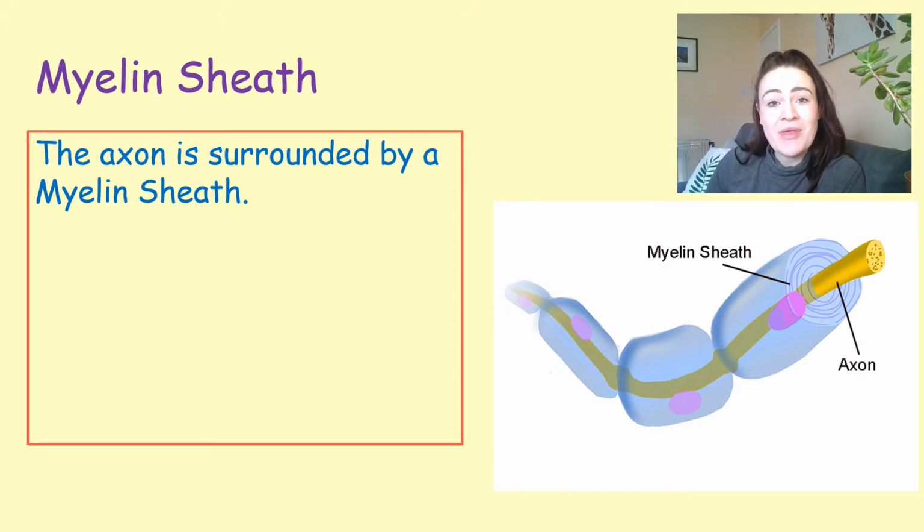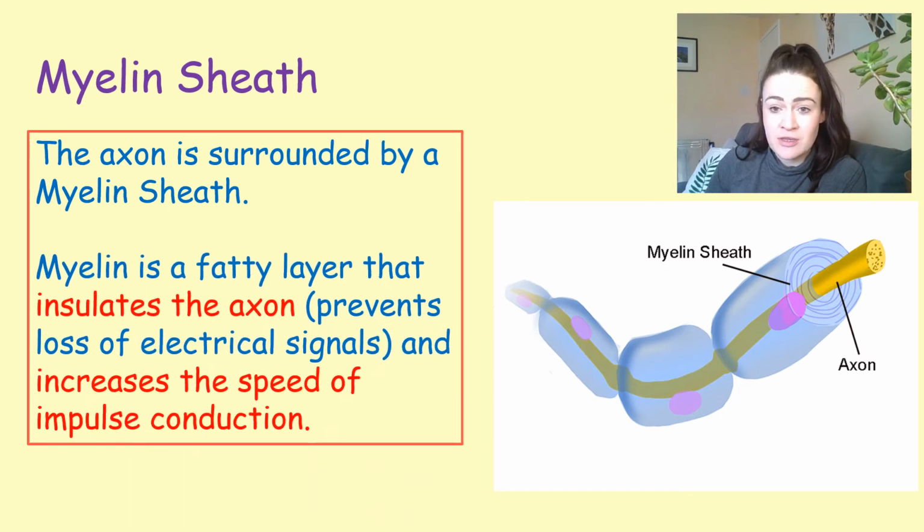Right, we're going to talk about that myelin sheath right now. So the axon is surrounded by a myelin sheath. The myelin sheath is basically like a fatty tissue, and it insulates the axon. And when we say insulates, we mean that the electrical signal isn't going to get lost anywhere. It keeps it on the axon and firing in the right direction. So the myelin sheath increases the speed of impulse conduction. Remember, a conductor allows electricity to travel through it.